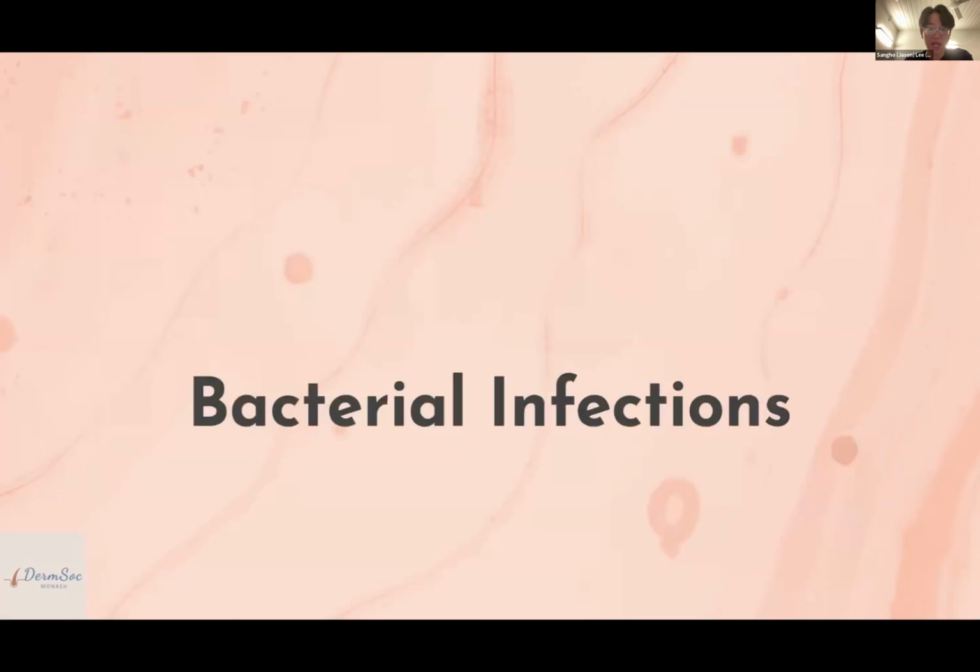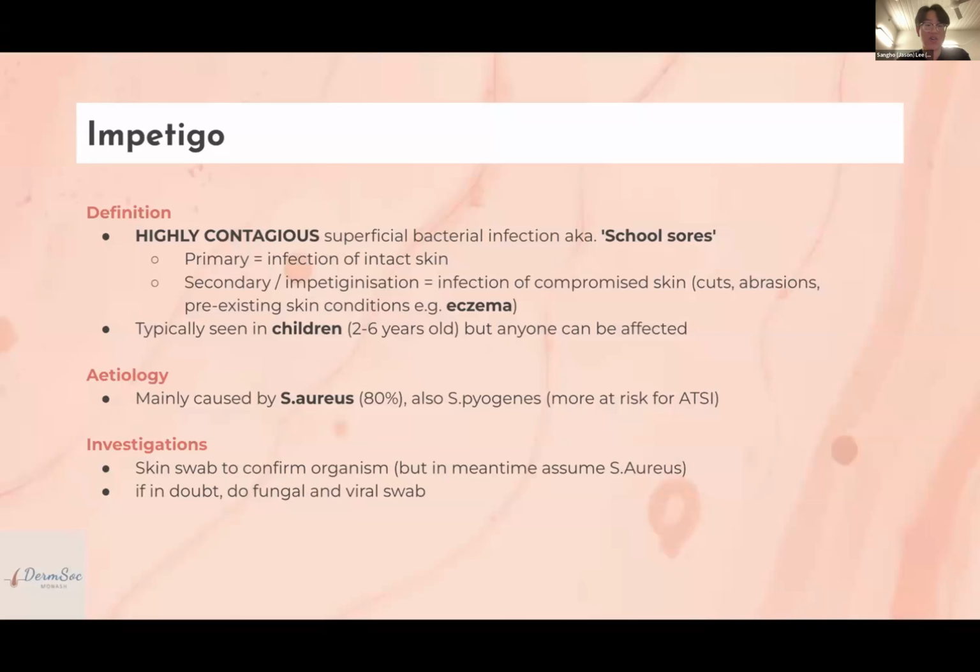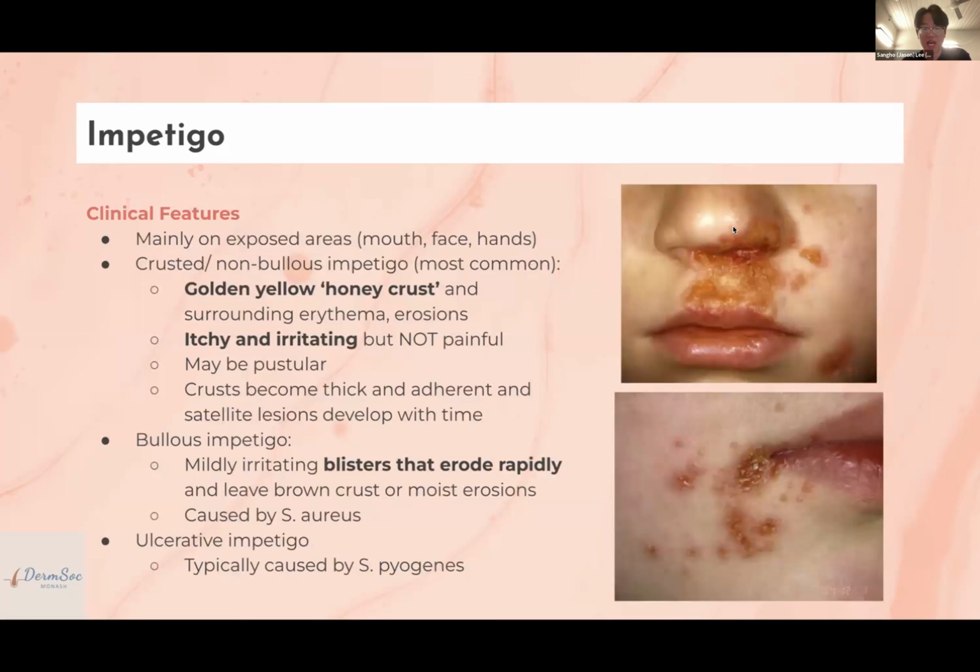So starting with bacterial, impetigo, these are highly contagious superficial bacterial skin infection, also known as school sores, typically seen in children going to childcare, and it's commonly caused by Staph aureus. And how they present are these lesions with golden yellow honey crust appearance with a bit of surrounding erythema. These are quite itchy, and the kids will like to scratch on them, but that's no good, so you want to keep them away from doing that. And these can become pustular and bullous as well, in which case they have different subtypes for different presentations.